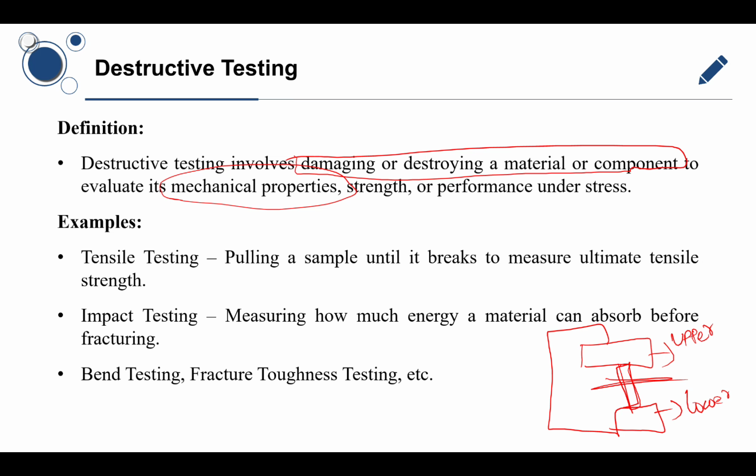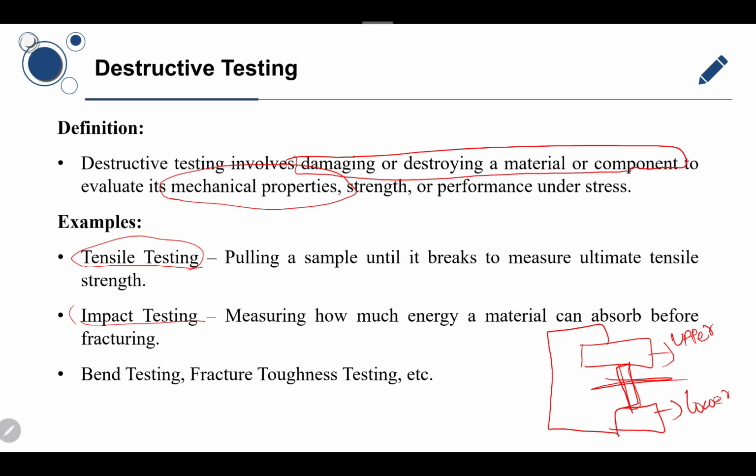That's destructive testing. Here I mentioned some methods in destructive testing: tensile testing, impact testing, bend testing, fracture toughness testing, and hardness testing. These are some methods in destructive testing. What is tensile testing? Exactly like the rope example. We literally pull a sample until it breaks to measure its ultimate tensile strength. That is the maximum stress it can withstand before fracturing.